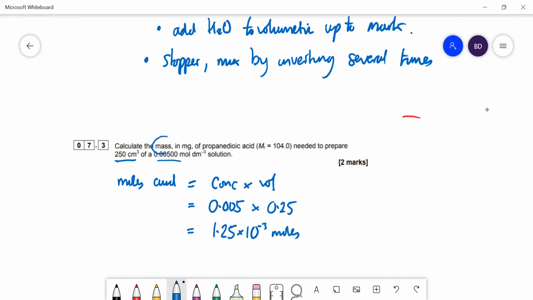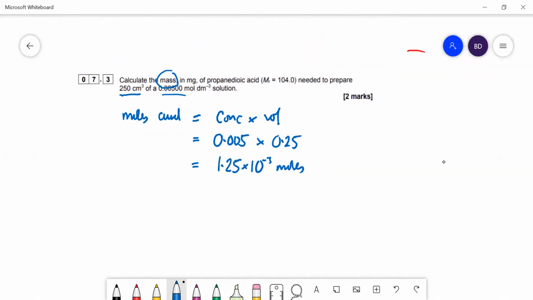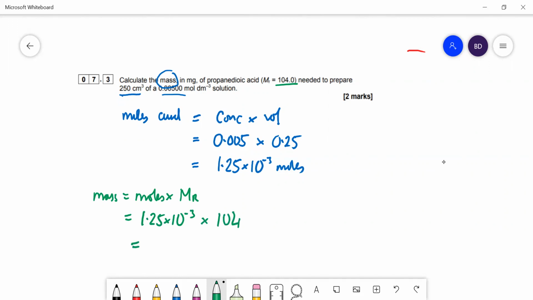But it says calculate the mass, so we need to turn that moles into a mass. Okay, mass, of course, is equal to moles multiplied by the Mr. The Mr of the propane dioic acid is 104. So 1.25 times 10 to the minus 3 multiplied by 104, and that gives us 0.130 grams, but we need this in milligrams, so we've got to times it by 1,000, so that's equal to 130 milligrams.